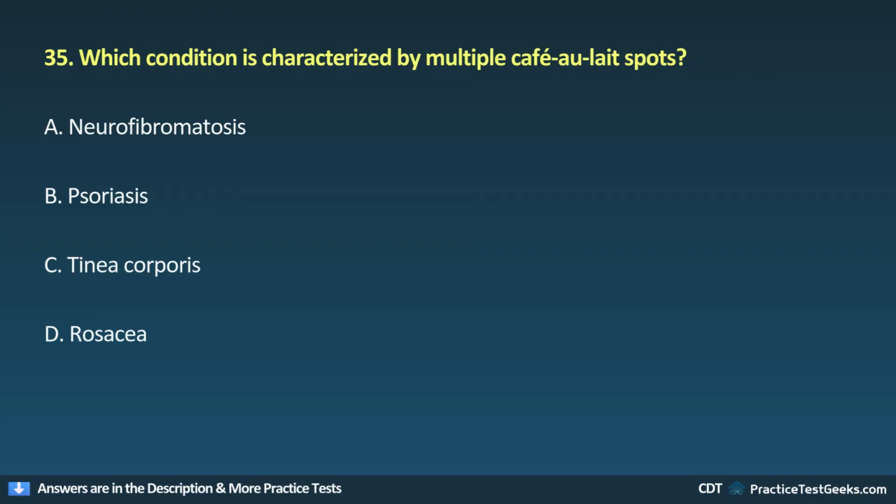35. Which condition is characterized by multiple café au lait spots? A. Neurofibromatosis. B. Psoriasis. C. Tinea corporis. D. Rosacea.